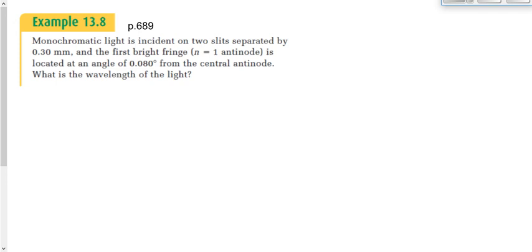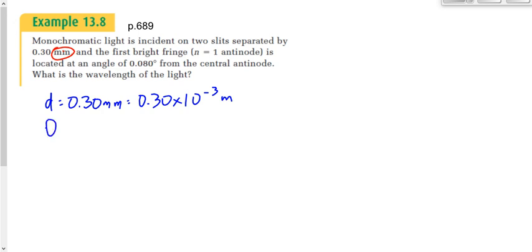Monochromatic light is incident on 2 slits separated by this distance. That's little d, 0.30 millimeters, which I actually don't want to be in millimeters, so I'm going to convert that to meters by multiplying it by 10 to the minus 3. I can move the decimal place over, but I don't like doing that, so I'm just going to tack on a 10 to the minus 3. My angle, theta, is 0.080 degrees, and that theta has to be measured from the central maximum to some other maximum. Here we're talking about the first antinode.